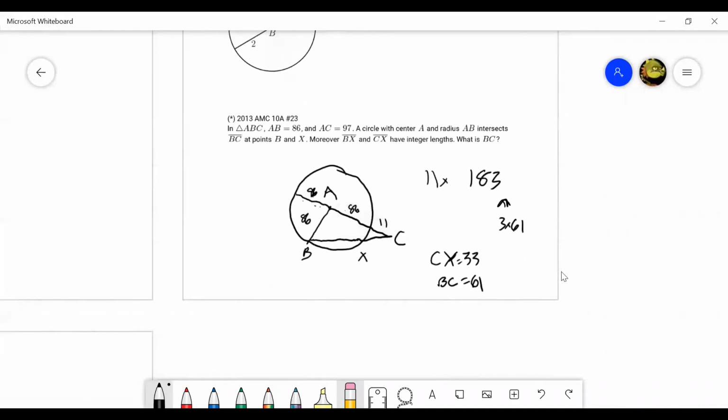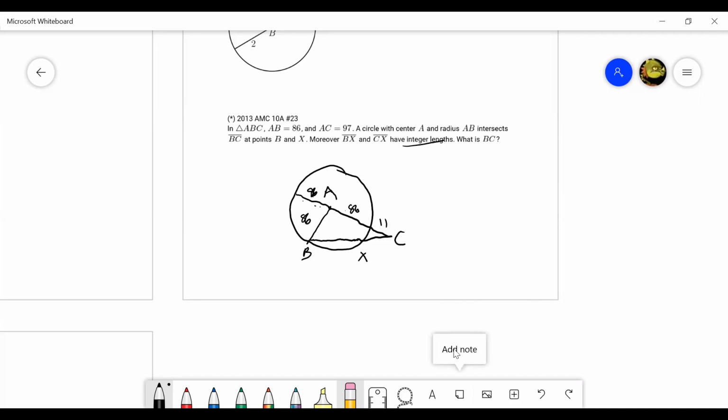So this one I've already kind of solved. You can look at it if you want. This problem is just a perfect example of power of a point. It says in triangle ABC, we have AB is 86, AC is 97, and a circle with center A and radius AB intersects BC at points B and X, and BX and CX have integer lengths. So basically, the key word here is integer. And when you see integer, it usually means that there's a very restrictive kind of bound, you could say.